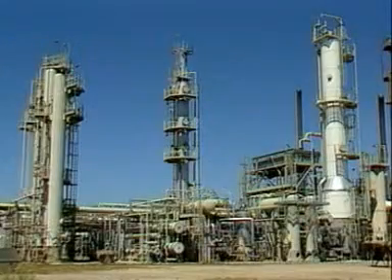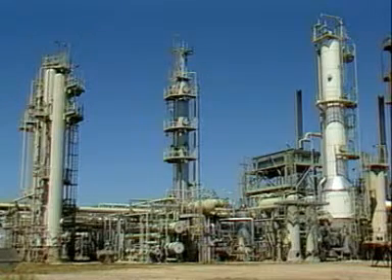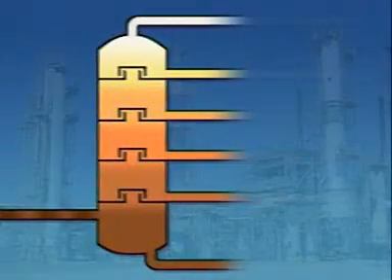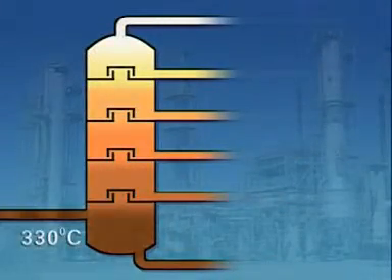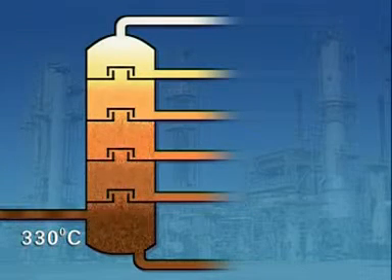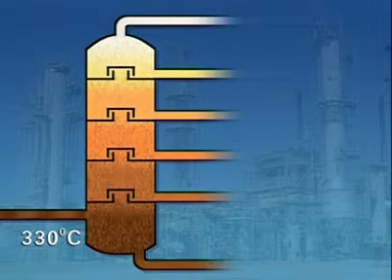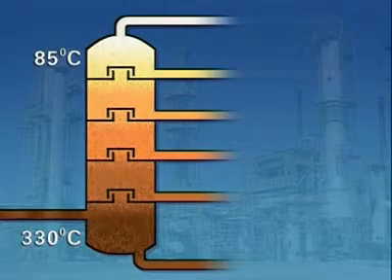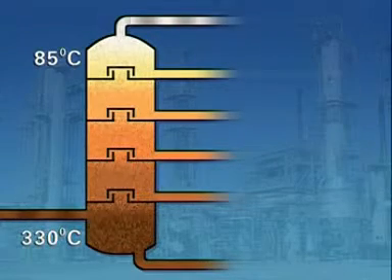Industry uses the same process, but on a mammoth scale, in huge fractional distillation columns. The hot oil enters near the bottom, at a temperature of 330 degrees Celsius. The column becomes cooler towards the top. Fractions which remain as vapour at 85 degrees Celsius go straight to the top and are piped away.